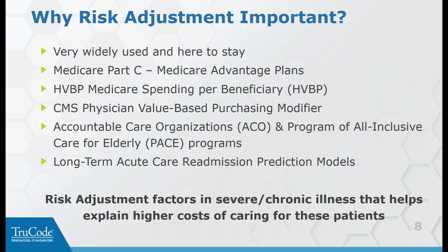There's also doing risk adjustment related to that quality measure of Medicare spending per beneficiary. And there's also a physician value-based purchasing modifier that's been in play for a while. Risk adjustment plays a role in the accountable care organizations that are out there, and a program that I don't know a whole lot about, but it's called PACE, which is a program of all-inclusive care for the elderly. And it also plays a role in the long-term acute care readmission prediction models that have been developed over the last 3 to 4 years. Risk adjustment factors in severe chronic illnesses that help explain, as I said earlier, higher costs for caring for these patients.